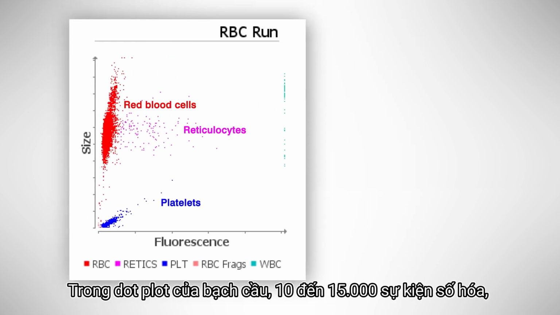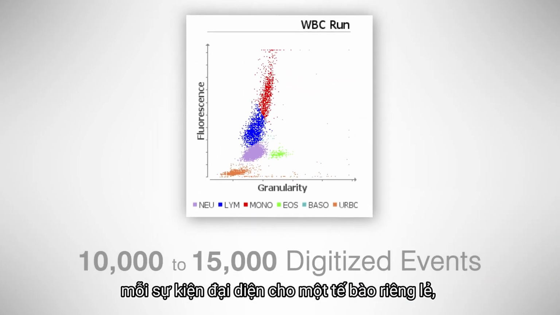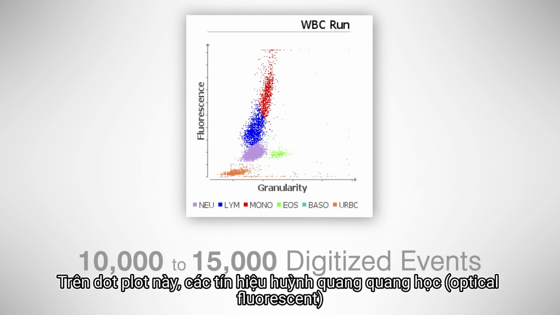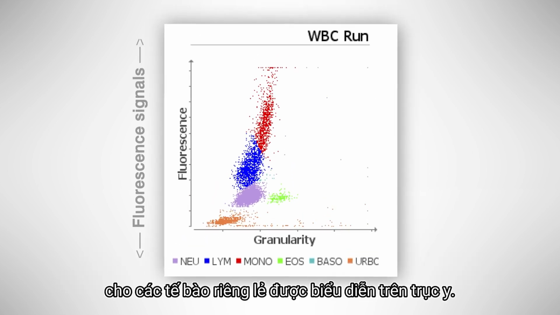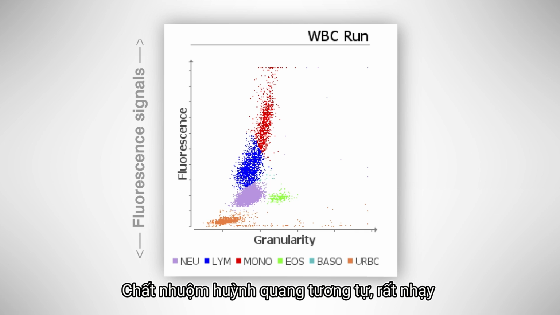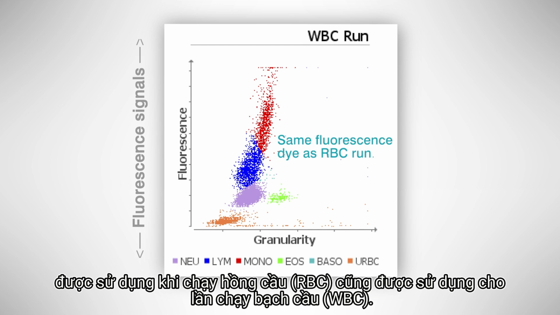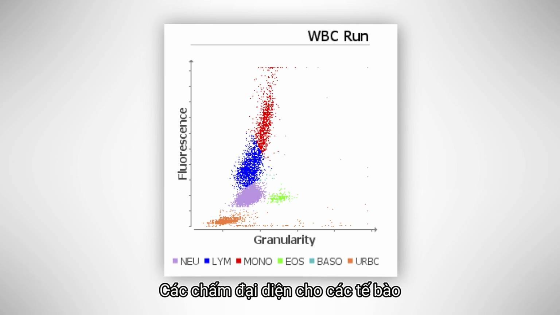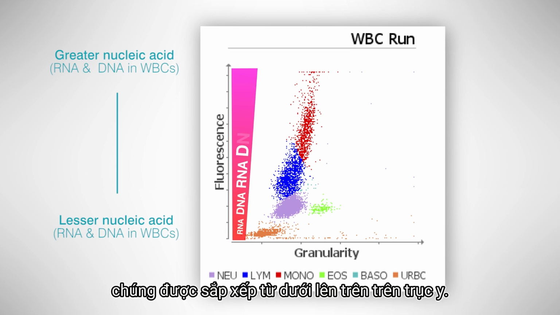In the white blood cell dot plot, 10 to 15,000 digitized events, each representing an individual cell, are presented for evaluation. On this dot plot, the optical fluorescent signals for individual cells are represented on the y-axis. The same fluorescent dye, which is highly sensitive and specific for nucleic acids, used on the RBC run, is used for the WBC run. Dots represent cells with increasing cellular nucleic acid, RNA and DNA in the case of white blood cells, as they are located bottom to top on the y-axis.